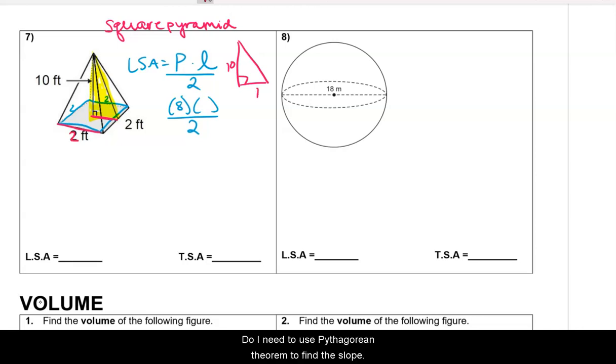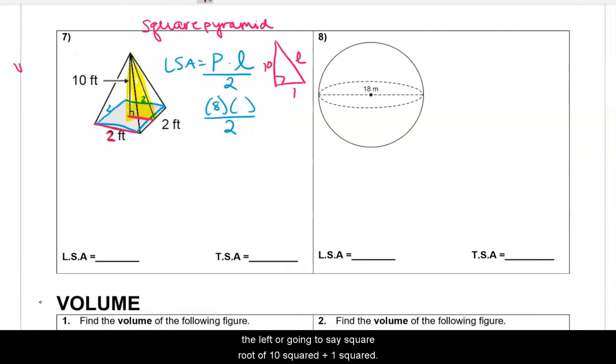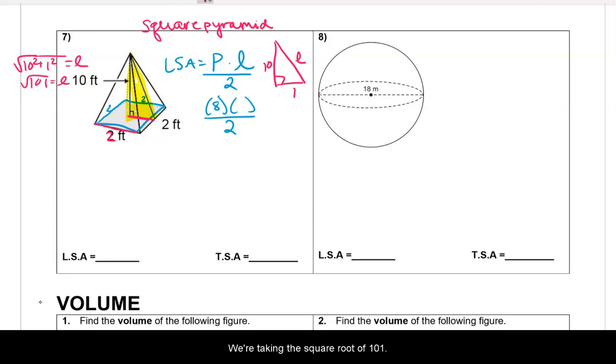So we need to use Pythagorean theorem to find the slant height. So again, I'm going to do it over here to the left. We're going to say square root of 10 squared plus 1 squared equals our slant height. Well, 10 squared is 100, 1 squared is 1. So we're taking the square root of 101, which ends up giving us a slant height of 10.05. That means here we're going to say 10.05.